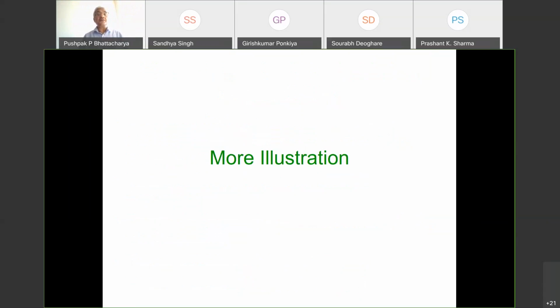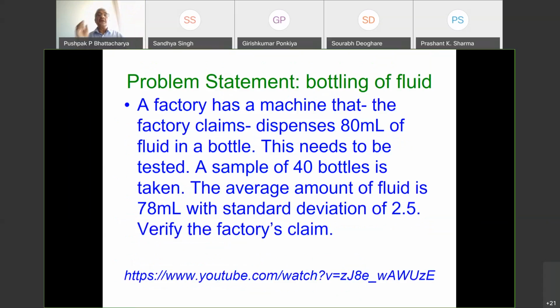So let me quickly take up another illustration, which is not NLP, but you have seen it before. The bottling of fluid situation. A factory has a machine that the factory claims dispenses 80 milliliter of fluid in a bottle. This needs to be tested. A sample of 40 bottles is taken. The average amount of fluid is 78 milliliter with a standard deviation of 2.5. Verify the factory's claim. So this is not an NLP situation, but has similarity.